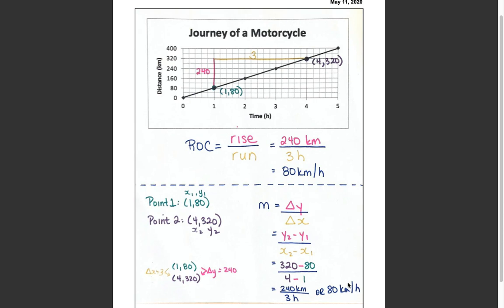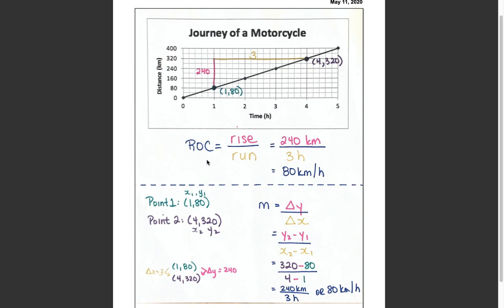Okay? Another way you can think about it: if you just write out your 2 points, so I've got my 80 and I've got my 320, I can almost think of it as if it's in a table of values. So this is a numerical approach here. I know that to go from 80 to 320, my delta y is going to be 240, which is what I have here. And my delta x, or my change in x, is going to be 3. So 1 to 4 is a change of 3. So I've got 240 over 3 to give us our 80 kilometers per hour.